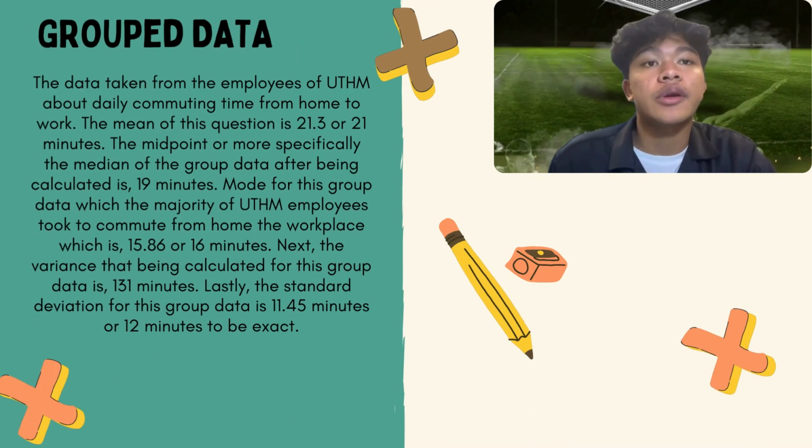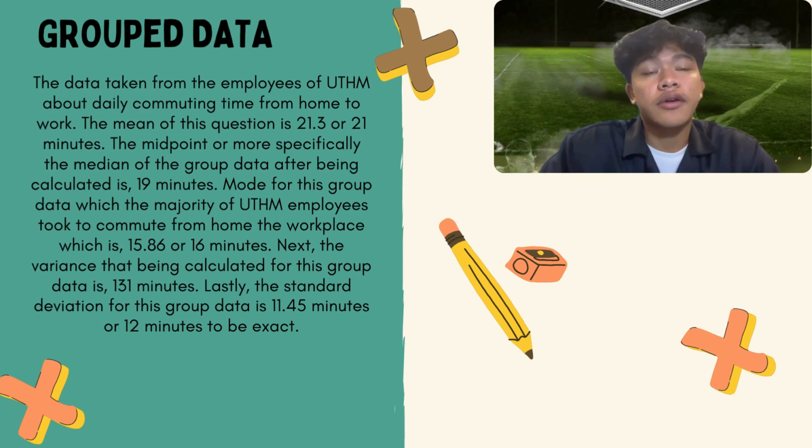The data taken from the employees of UTHM about daily commuting time from home to work, the mean of this question is 21.3 or 21 minutes. The midpoint, or more specifically, the median of the group data after being calculated is 90 minutes. Mode for this group data, which is the majority of UTHM employees to commute from home to workplace, is 15.86 or 16 minutes. Next, the variance calculated for this group data is 131 minutes. Lastly, the standard deviation for this group data is 11.45 minutes or 12 minutes to be exact.